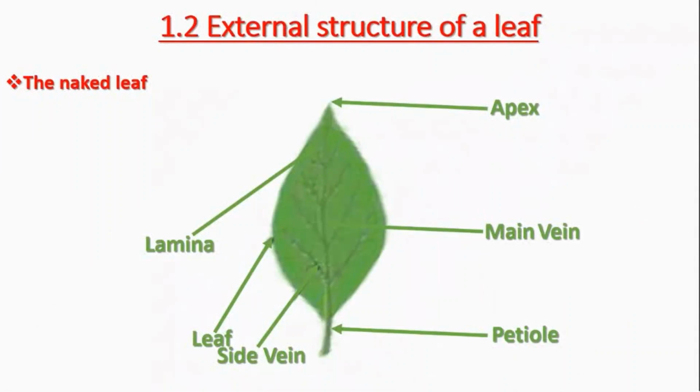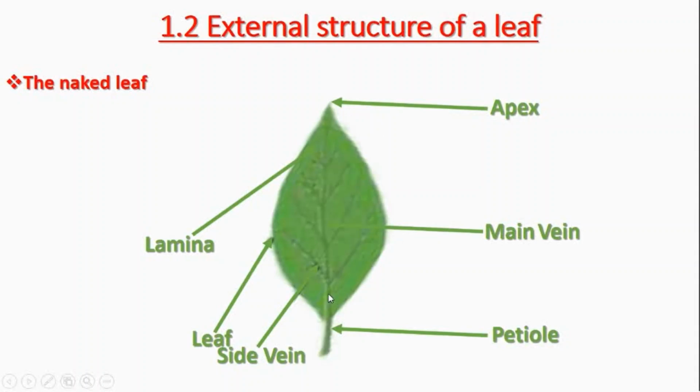Now let us look at the external structure of the leaf, the naked leaf. I call it the naked leaf because this is the leaf that you can see with your naked eye. Starting outward, this is the whole leaf itself. All of this is the leaf. And then we have the petiole. The petiole is this hard structure of the leaf that you will usually hold the leaf by. And then at the top there, we have what is called the apex of the leaf.